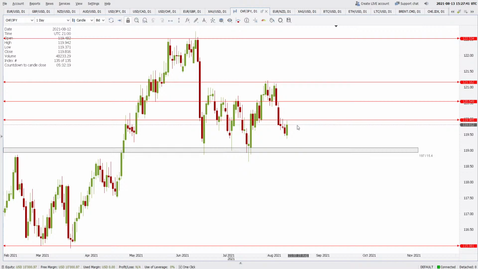So I'm not very bullish on this one, but look for a buying opportunity near 119, and we still have 80 points to go lower. So wait for the right opportunity. Right now is not the opportunity.